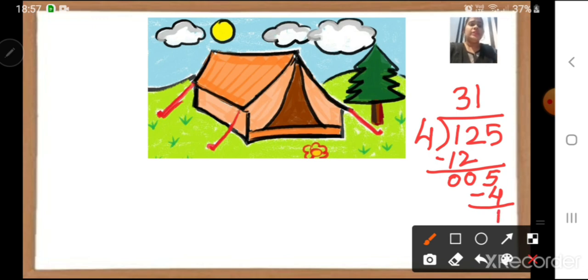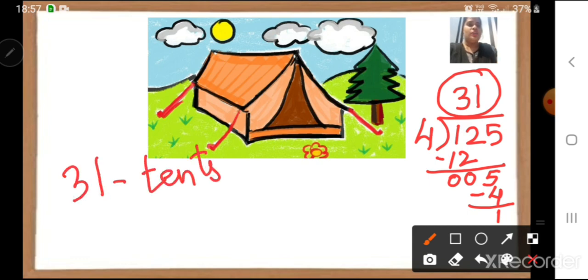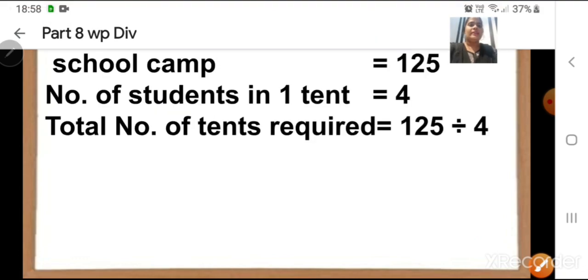So children, after division, we can understand that 31 tents are required. If in one tent only 4 students can be accommodated, we will need 31 tents. And you can see that the remainder is 1. That means one child will be left out. 31 tents will be there. In 31 tents, all the students will fit, but one student will be left out because we got the remainder 1. Understood? Now let us write the statements.